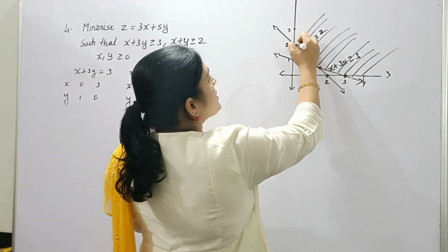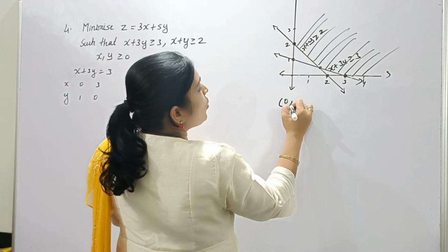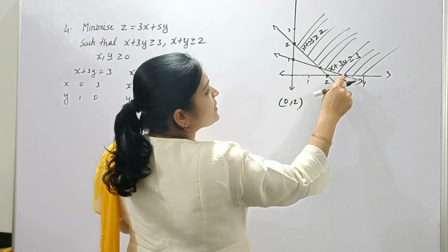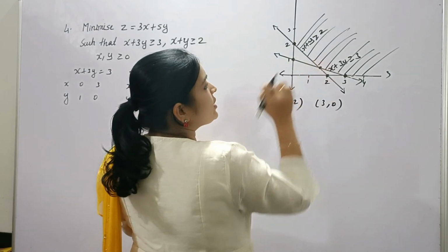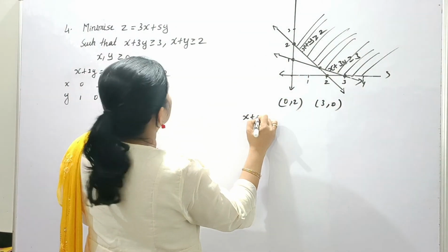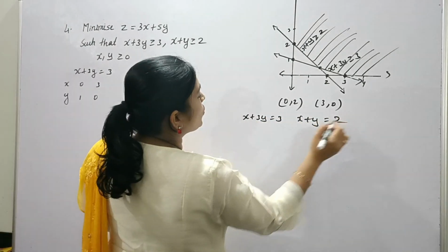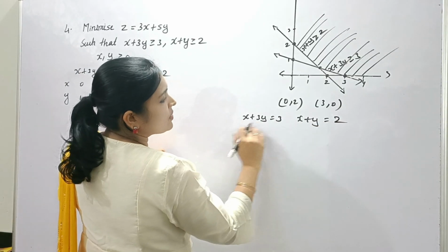So what are the points? See, first one is the point 0, 2. This point we have to find, it is the intersection of these two lines, and this point is 3, 0. Okay, let's find this point by solving these two equations. X plus 3y is equal to 3, x plus y is equal to 2. Okay, let's subtract these two equations.